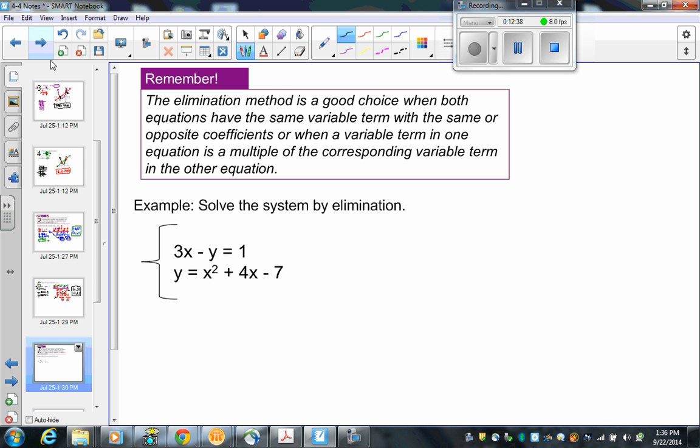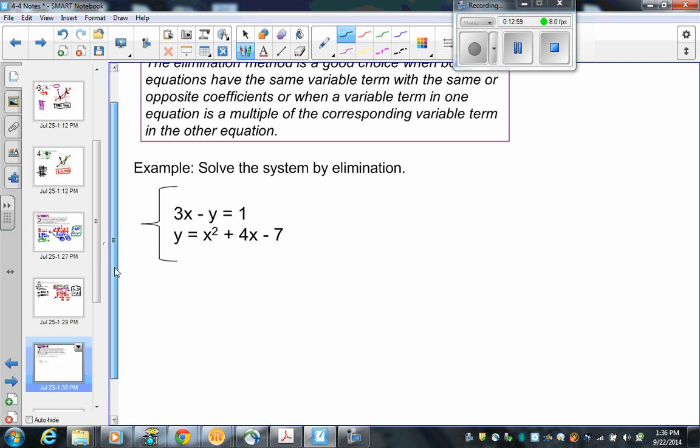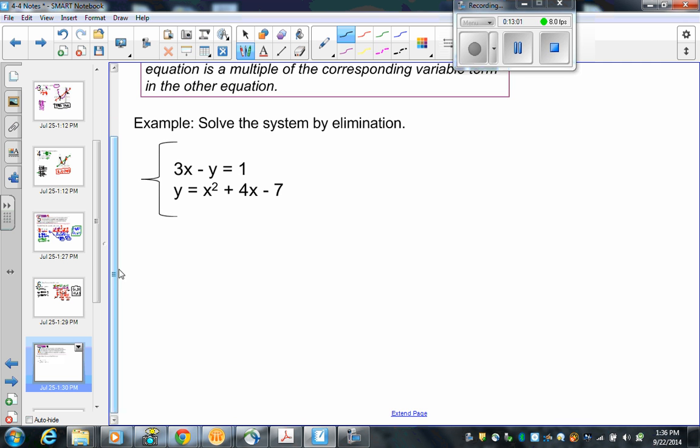Okay, last method is the elimination method. The elimination method is a good choice when both equations have the same variable term with the same or opposite coefficients, or when a variable term in an equation is a multiple of the corresponding variable term in the other equation. So if you notice here, our equation looks a little bit different because our linear equation has multiple variables on the left-hand side. So I'm just going to rewrite the two equations where they line up appropriately, where our equal symbol lines up appropriately.